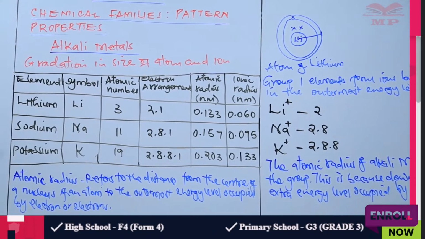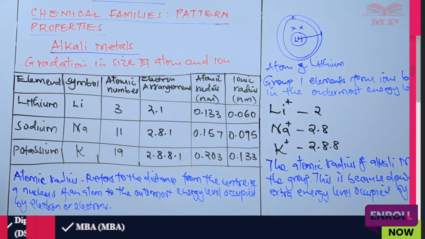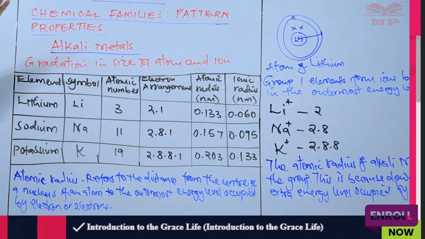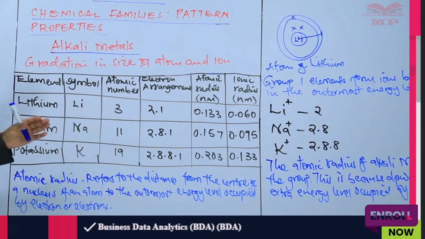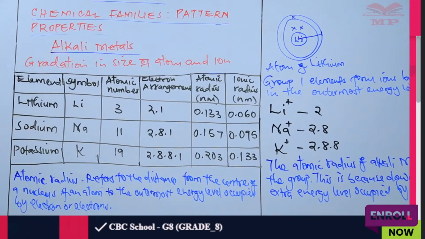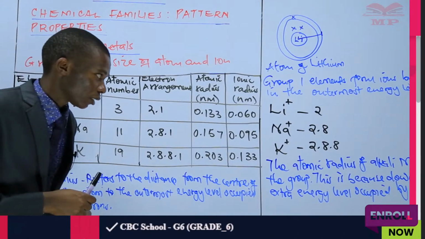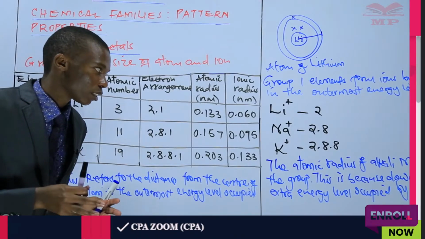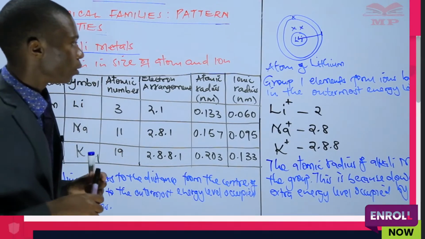And therefore, as you go down the group, going downwards, there's an extra energy level occupied by the electrons. So the number of energy levels increases as you go down the group.